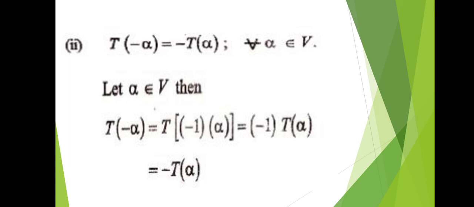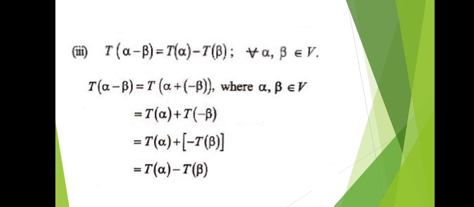Now the second proof is that T(-alpha) = -T(alpha) for all alpha belonging to V. Let alpha belong to V. Then T(-alpha) equals T of (-1) times alpha. Taking -1 common, we get -1 times T(alpha), which is -T(alpha). This is the proof of the second part. Now the third proof is that T(alpha - beta) = T(alpha) - T(beta) for all alpha, beta belonging to V.